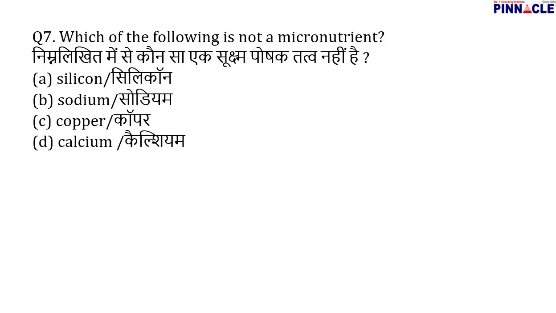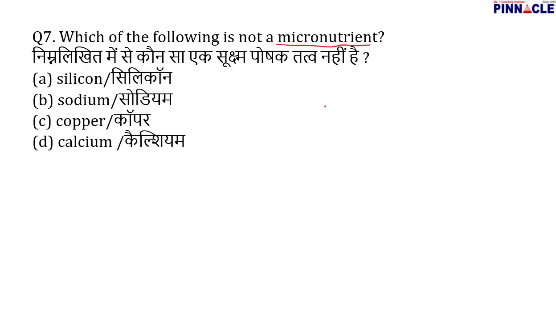Moving to question number 7. The question number 7 is, which of the following is not a micronutrient? So we have to identify that among the four elements like silicon, sodium, copper and calcium, which of the following is not an example of micronutrient? First of all, it's important to understand what is a micronutrient.